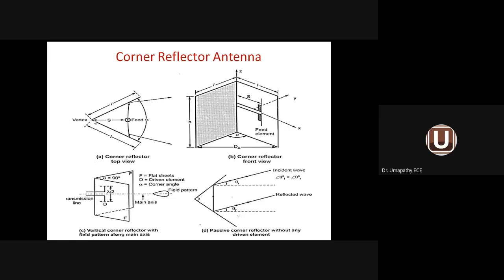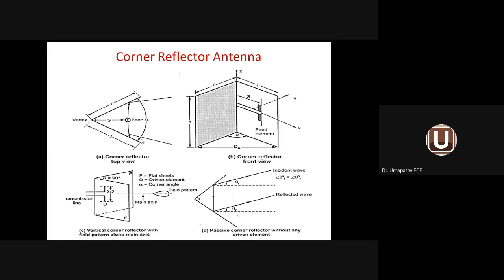The distance between the vertex and the position of the feed is a capital letter S. So these are the parameters: S, small letter L, and the vertex. These are the parameters connected with the corner reflector antenna. But one more parameter comes into the picture when you go for the front view: the height of the reflector also. So there are 4 parameters connected with the corner reflector.